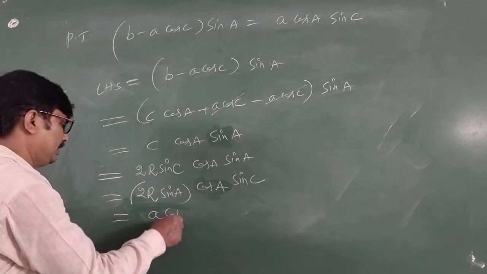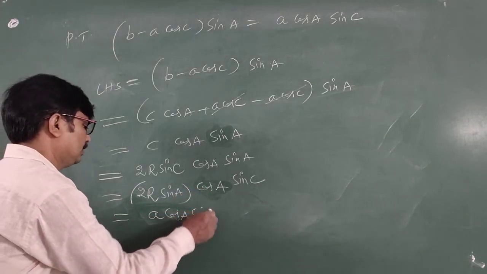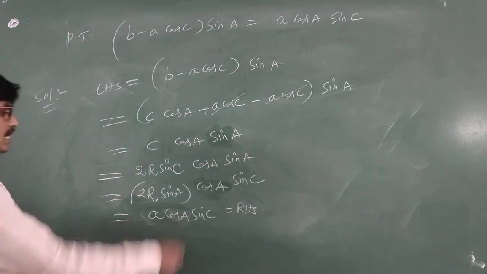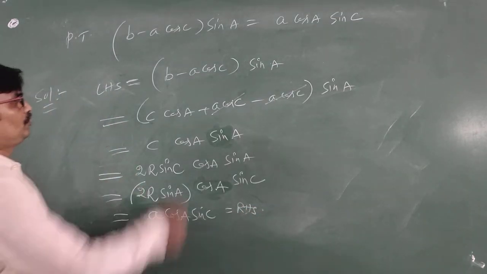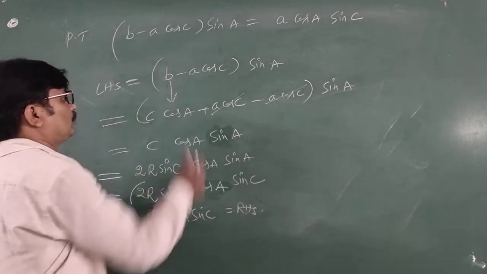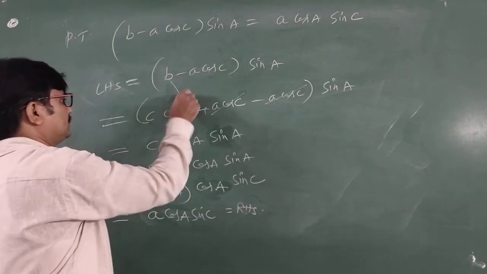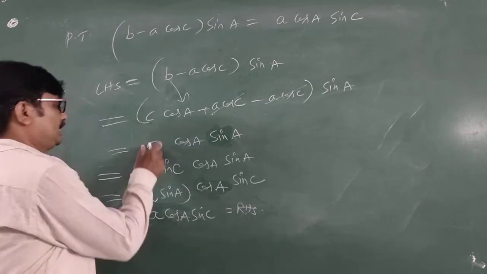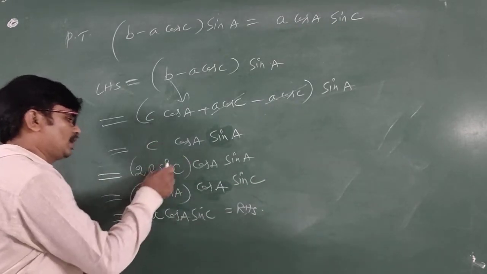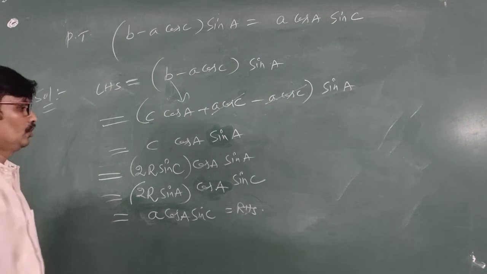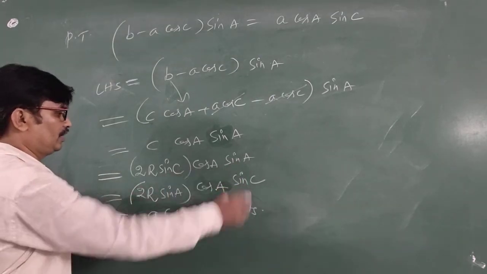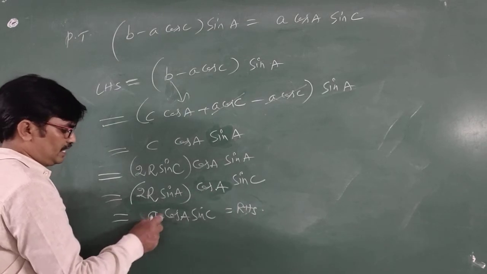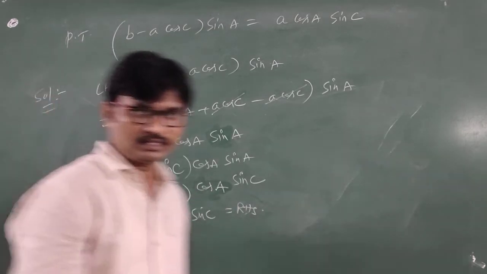The small a, cos A into sin C. This is the right hand side: a cos A sin C. Simply, students, first we can apply the projection rule. This is the projection rule. After that, these two are cancelled. So c can be written, from the sine rule, as 2R sin C. So you can write first sin A, and sin C at the last. The 2R sin A is the small a. Okay, students, write down.